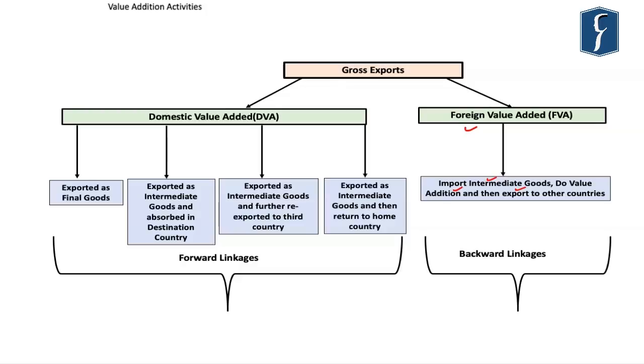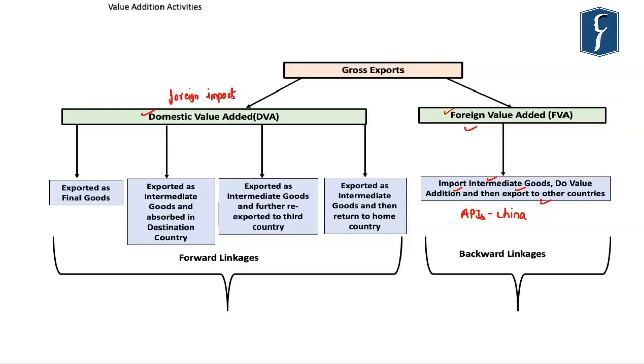Now, for example, the Indian pharmaceutical industry imports the active pharmaceutical ingredients as the intermediate goods from China, does a certain amount of value addition, and the pharmaceutical drugs as such are then exported to the other countries. Now, as far as the domestic value added goods and services is concerned, under this, India either supplies the intermediate goods or the final goods to other countries without relying on the foreign imports.